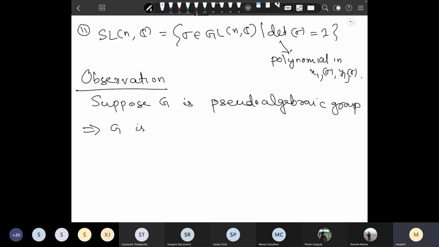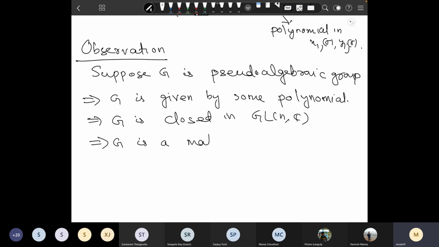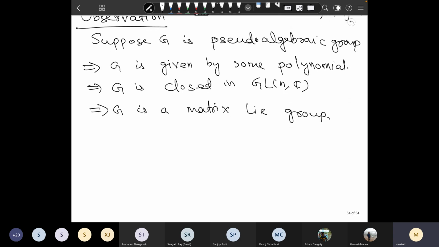Then that means G is given by some polynomial. Now G satisfies some polynomial. That means G is closed in GL_n(C). So automatically this will imply G is a matrix group. So pseudo algebraic groups are matrix groups.